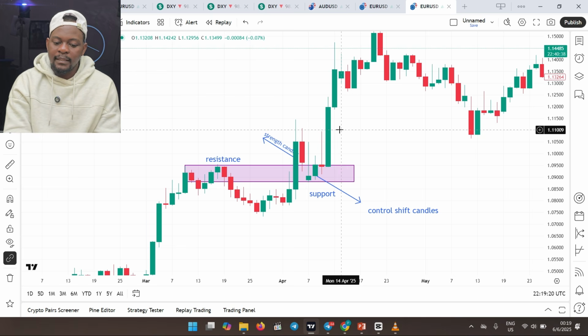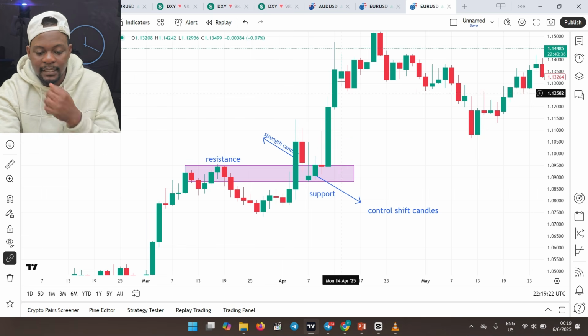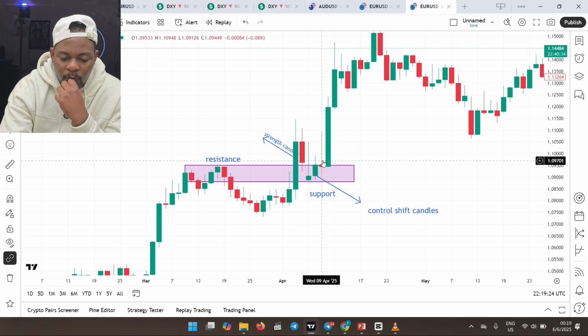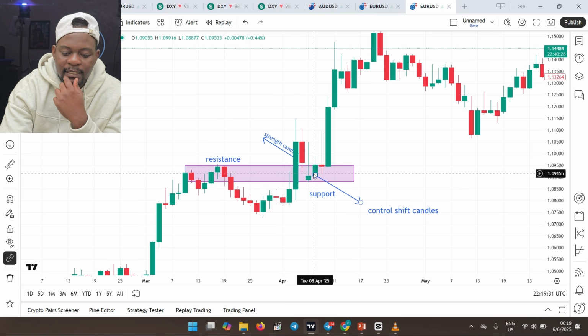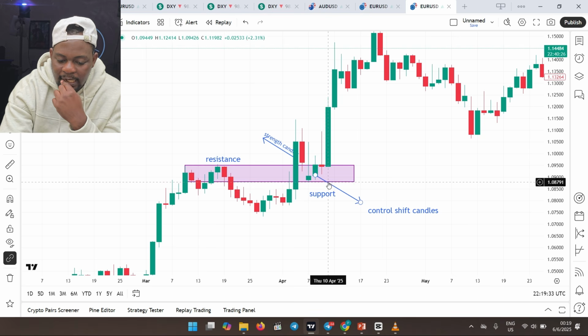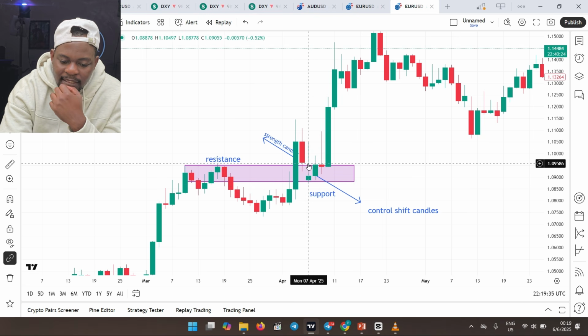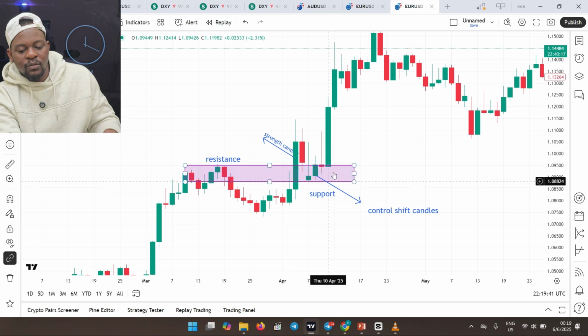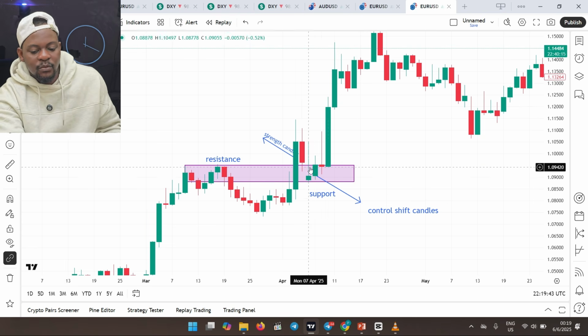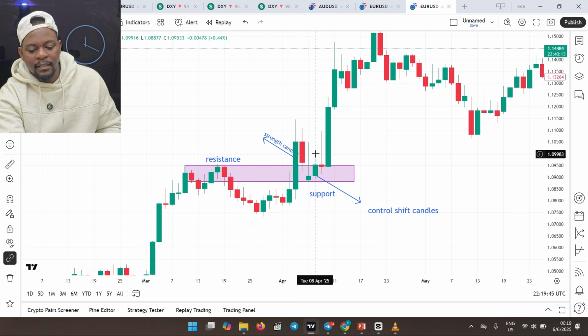I hope you can see that it's clearer here. So what was happening here? We have resistance here, we have a big strength candle there. Market comes back to retest this. Now it's a support, right? And you can see these really big candles, like really big tailed candles. These are control shift candles. They should have told you something is happening, right?